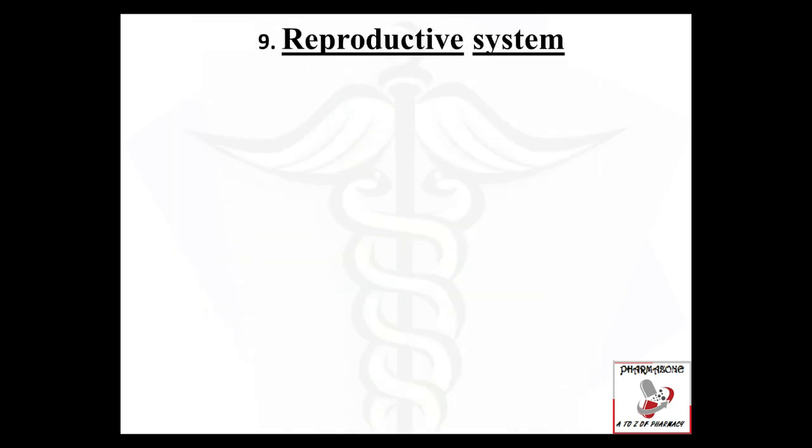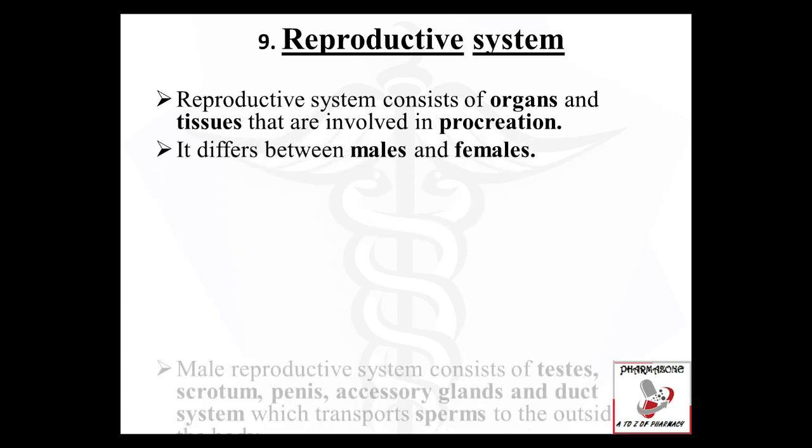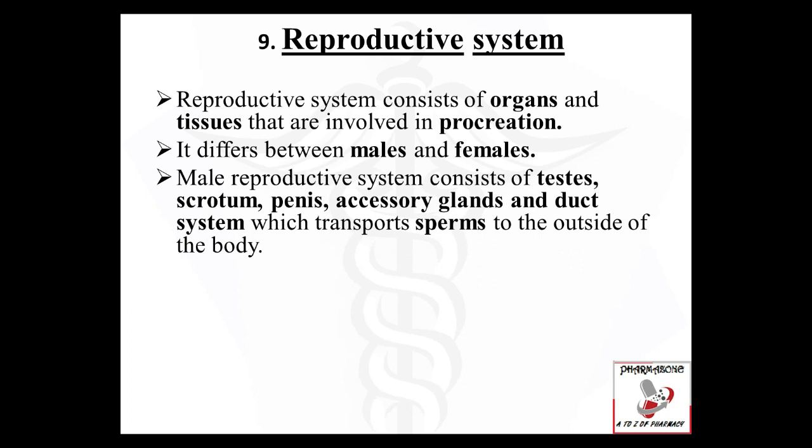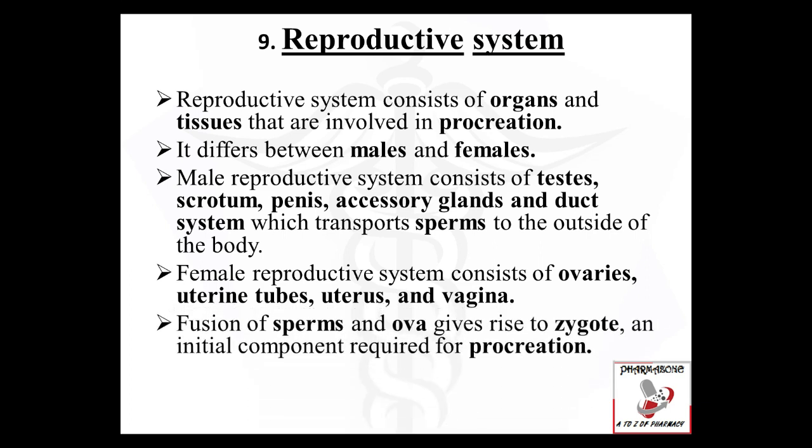The ninth organ system is the reproductive system. The reproductive system consists of organs and tissues that are involved in procreation. It differs between males and females. The male reproductive system consists of testes, scrotum, penis, accessory glands, and a duct system which transports sperm to the outside of the body. The female reproductive system consists of ovaries, uterine tubes, uterus, and vagina. Fusion of sperm and ova gives rise to a zygote, an initial component required for procreation.